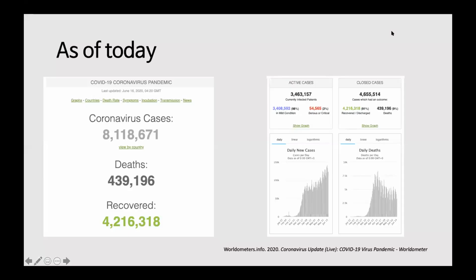So an hour before this presentation, I looked up the chart, and it says that there are more than 8 million cases and 400,000 people have already died. So you can see that the daily cases are increasing every day, even though it's already June. But the daily deaths are decreasing. So I guess the peak is over, but you never know.